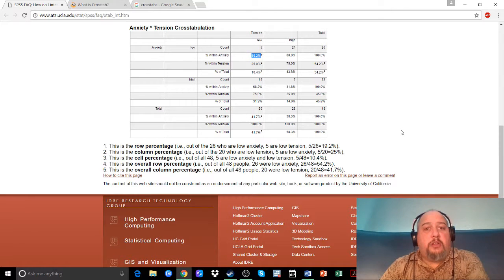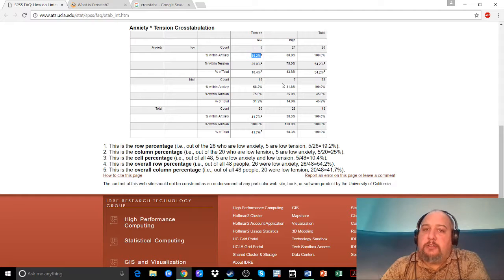This is how we read a crosstab table. We start with this value right here, top left-hand corner, row 1, column 1. Then we go to row 1, column 2. Then we go to row 2, column 1, row 2, column 2. That's how we read it, left to right, top to bottom. It's that simple. Now, how do we interpret it?